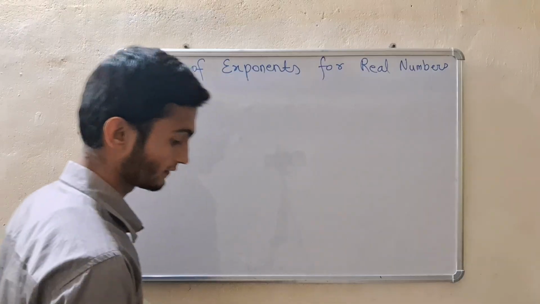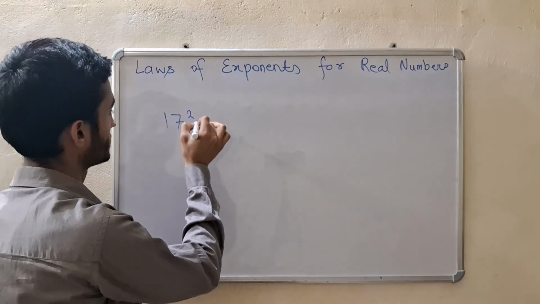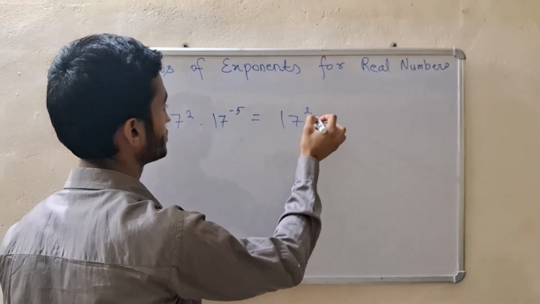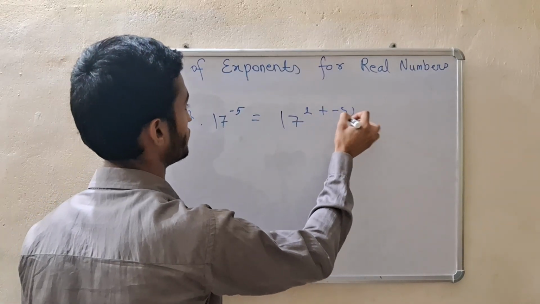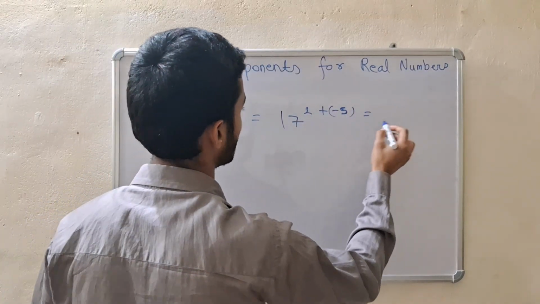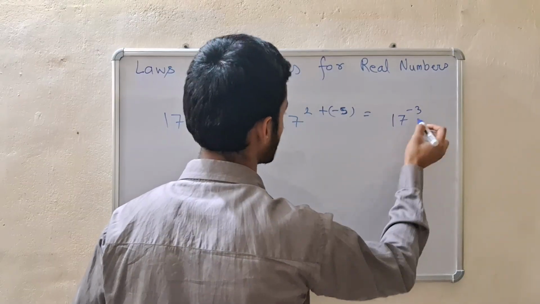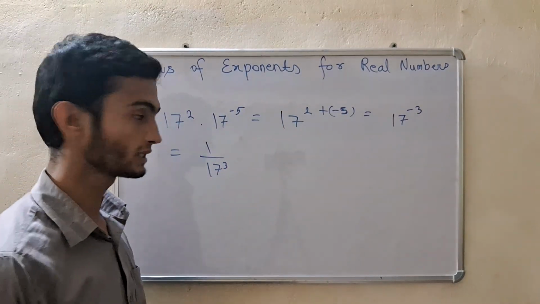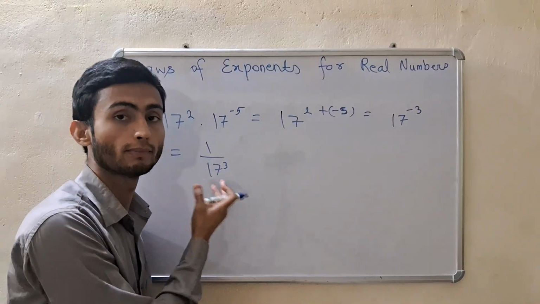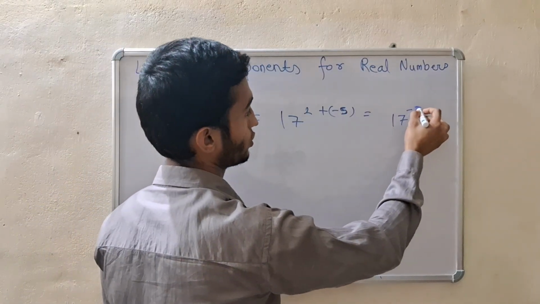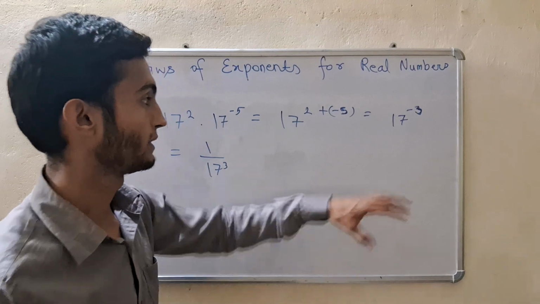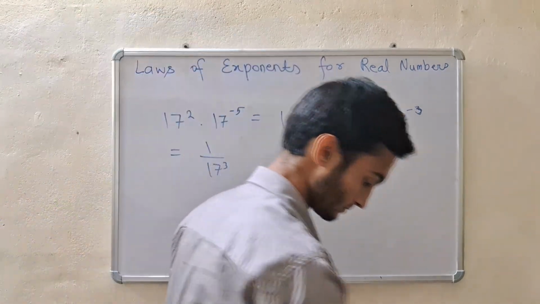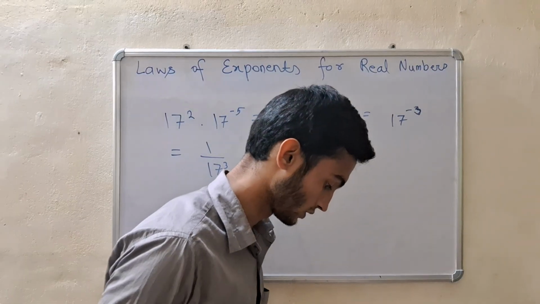Okay, so if you are given something like 17 squared times 17 to the power minus 5, it comes out to be 17 to the power 2 plus minus 5, which is 17 to the power minus 3. So it becomes 1 upon 17 cubed. Now you know what 17 cubed is, and so this is just a simple rational number. But manipulating or interpreting this thing into this is important, right? Okay, so let's do this one.